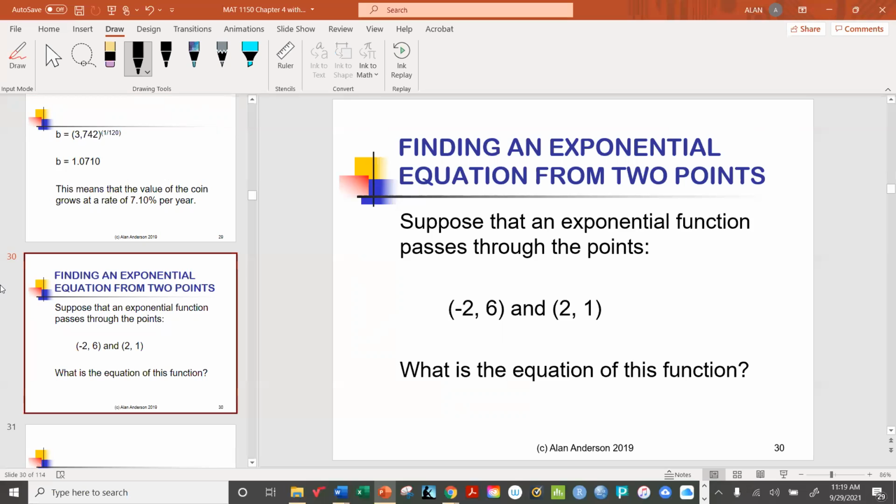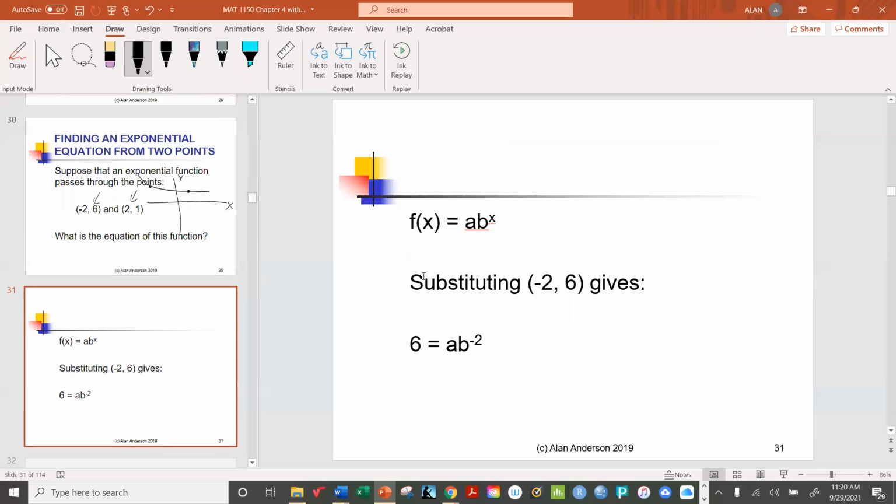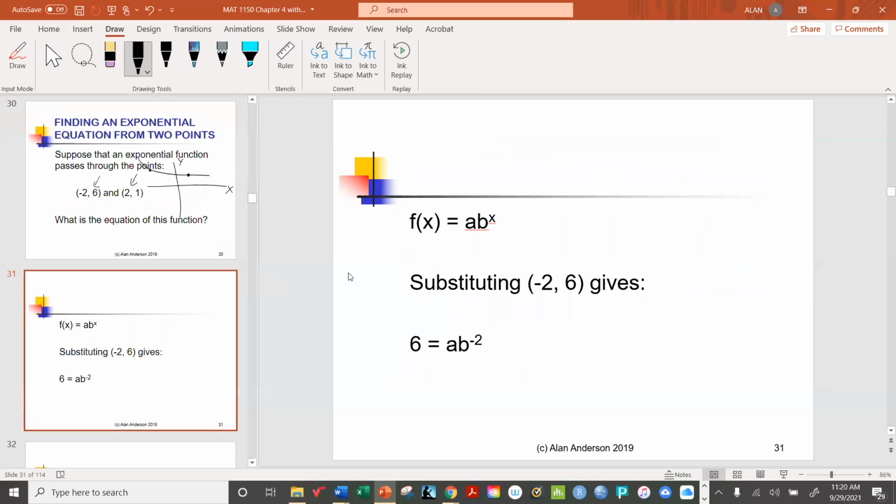So in other words, you have 2 points. Let's say that would be here and here, and it might be that the function looks like that. So our job is to figure out what this function has to be, and we can uniquely identify this function with just 2 points. But we're assuming that it's an exponential function. If we were told that this was a linear function, well, then we would use y equals mx plus b. But instead, we're going to use f of x equals ab to the x.